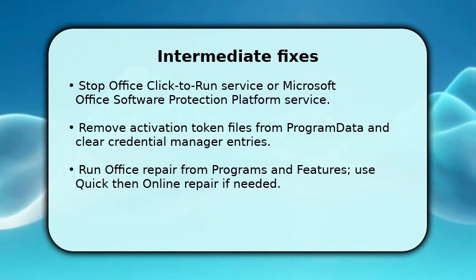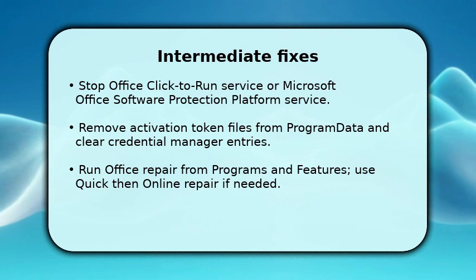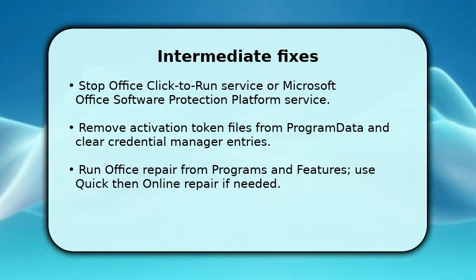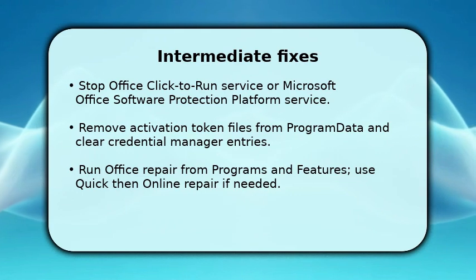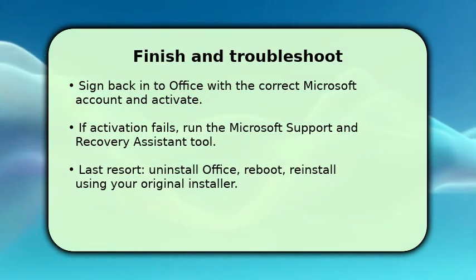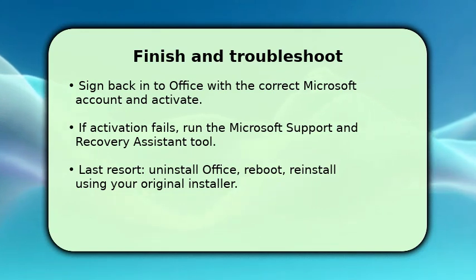Once those are cleared, run Programs and Features, right arrow repair. Start with Quick Repair, and if the issue persists, finish by signing into Office with the exact Microsoft account tied to the license so activation can complete. This rebinds the license to your profile.